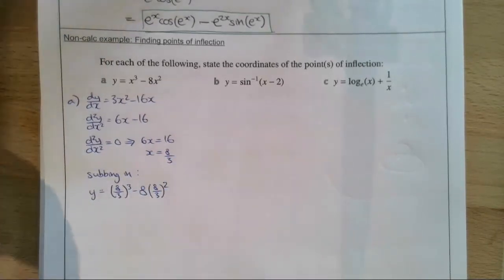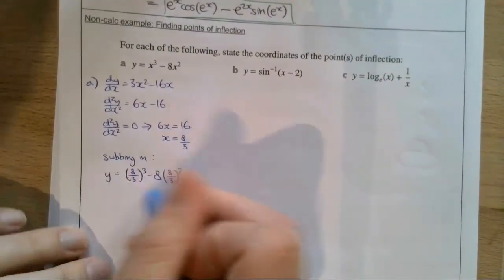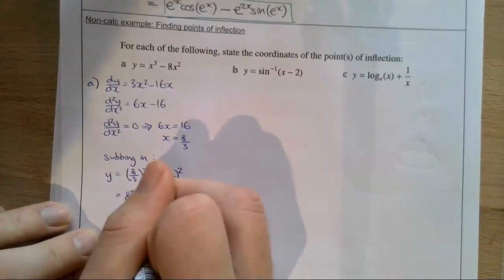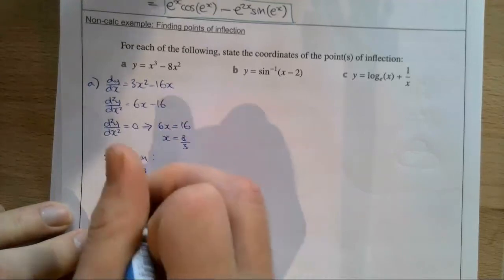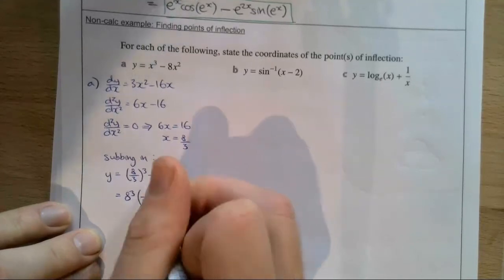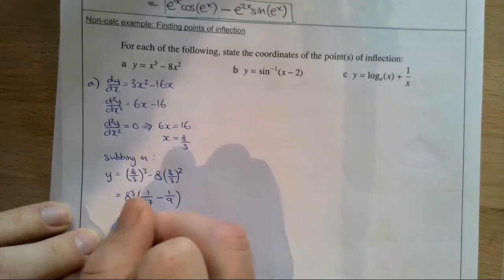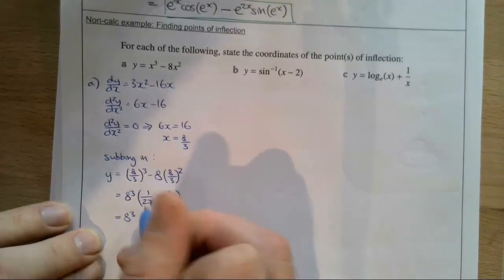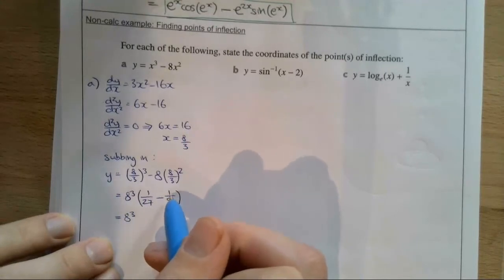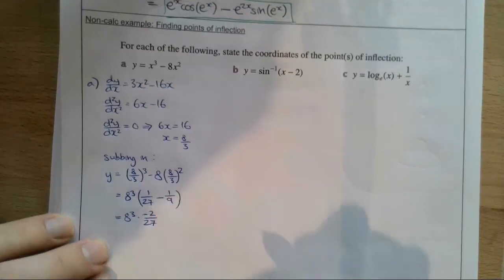to find the y coordinate, y is going to be (8 over 3) cubed minus 8 times (8 over 3) squared. And this is where it starts to get a little bit interesting without a calculator, but we can do it. I'm actually going to factor out an 8 cubed from this and put that at the front. Then in my brackets, I'm going to have 1 over 3 cubed, so that's 1 over 27. And then take away 1 over 3 squared, so that's 1 over 9. That's 8 cubed times 1 over 27 minus 3 over 27, so times by minus 2 over 27.